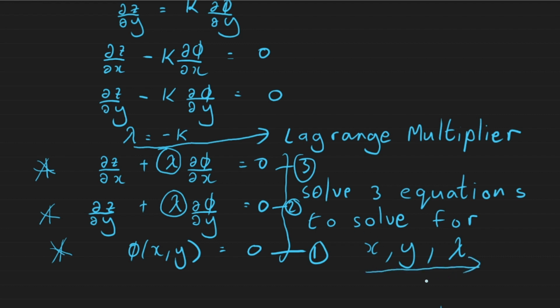Remember that our problem is we need to find the stationary point of our function subject to this constraint. So we are solving for x and y. This is the point that is the objective of everything we're doing.